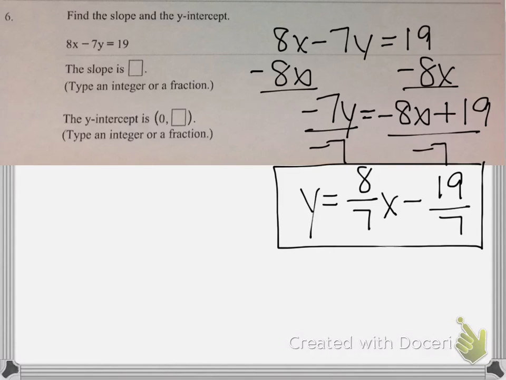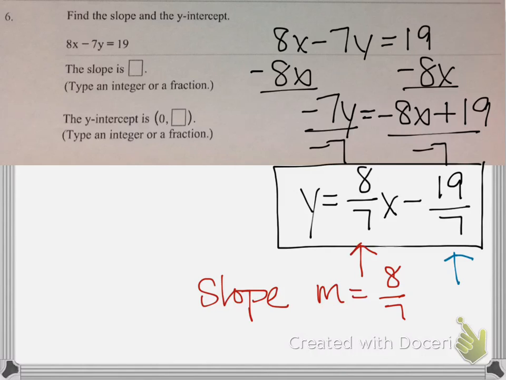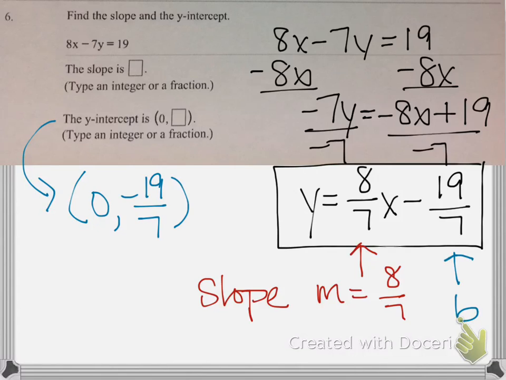So now when the problem says the slope is, well, the slope equals 8/7. Remember, that's your slope. And the y-intercept, or your b, is negative 19/7. So when they say the y-intercept is, and they already have the 0 filled in like that, because remember your y-intercept is a location, it would just be 0, comma, negative 19/7. So those are your two answers.